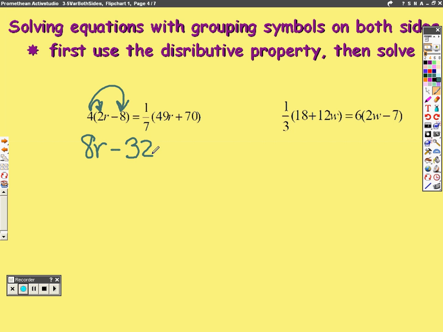32. Okay? And then I'm going to do the same thing over here, is distribute this 1/7. So 1/7 times 49r, it's 7r, right? And 1/7 times 70, it's 10. It's like you can multiply or divide by 7, okay? You can multiply by 1/7 or divide by 7. So what's my next step here?